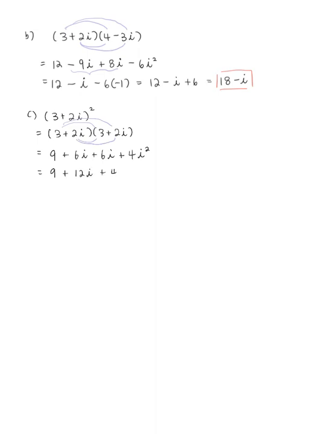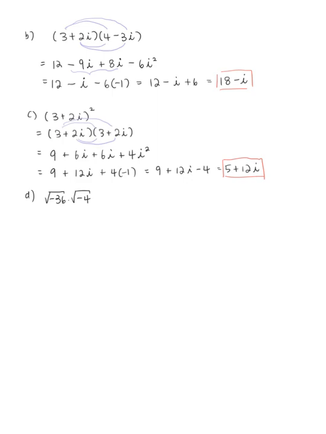Okay, so now I'm going to combine all the i's together to get 9 plus 12i, and then plus 4 times i squared, which is again negative 1. So what do we get? So we're going to have 9 plus 12i minus 4. So which is going to give us what? 5 plus 12i. And that's all we have to do.